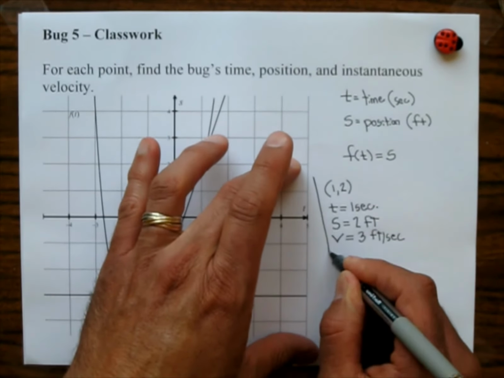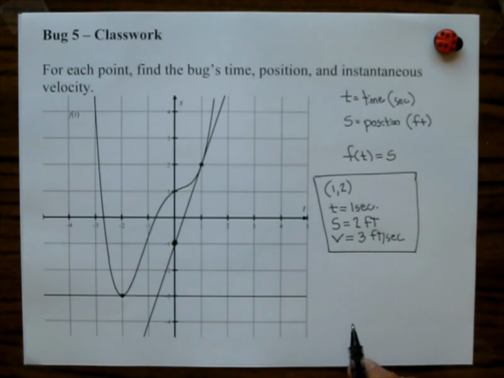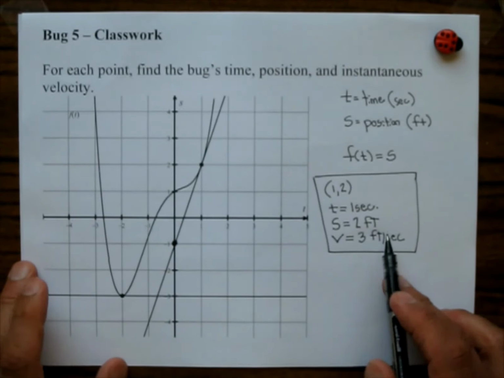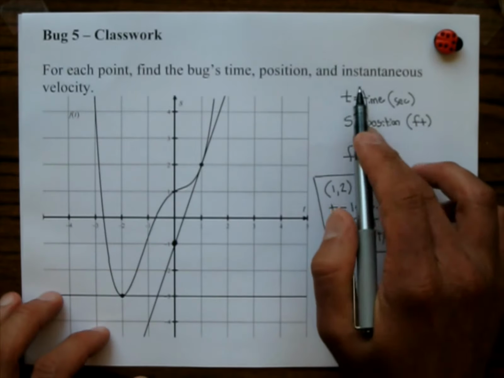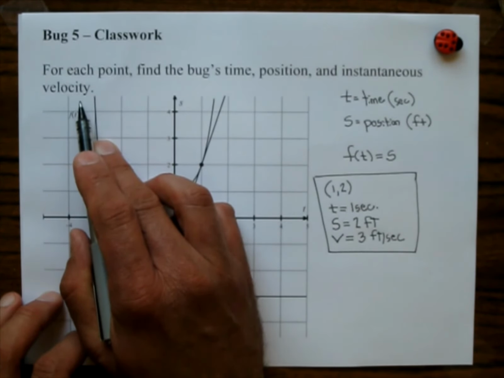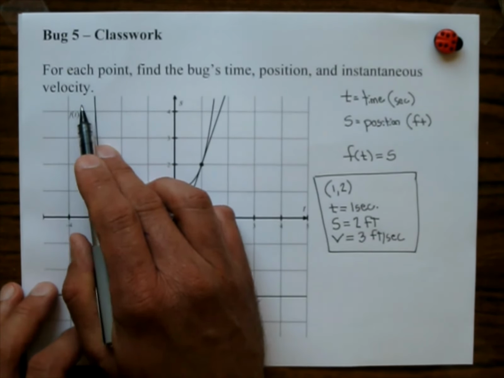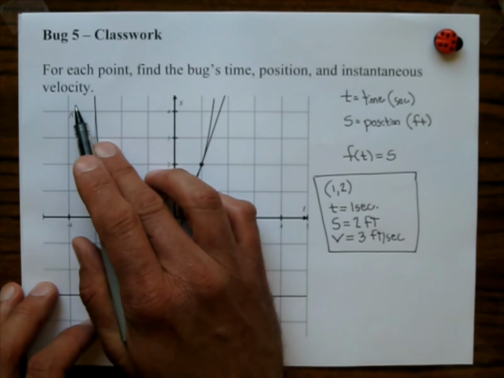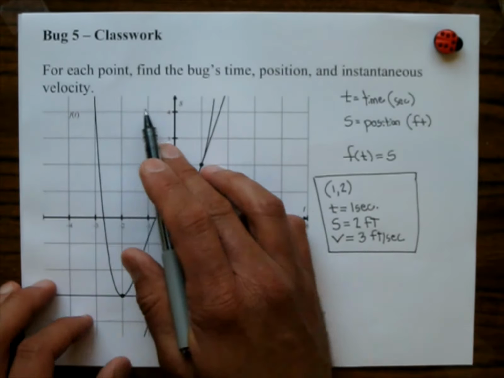And so we have just finished the first point. It describes a lot: the time, the position, and the instantaneous velocity. Sometimes the instantaneous velocity will just be called the velocity. When we're talking about average velocity over a time interval, we'll say average velocity. But for instantaneous velocity, we can either say instantaneous velocity or just velocity. Let's do the next point.